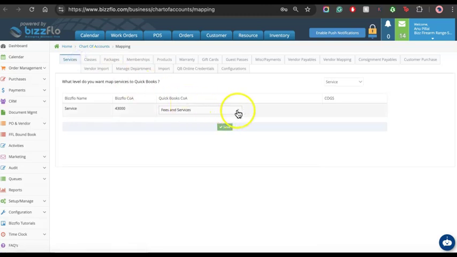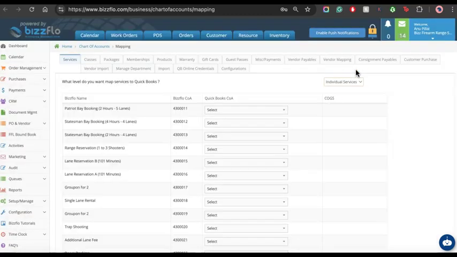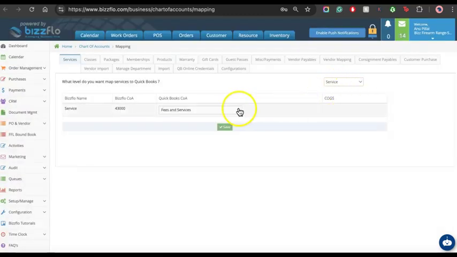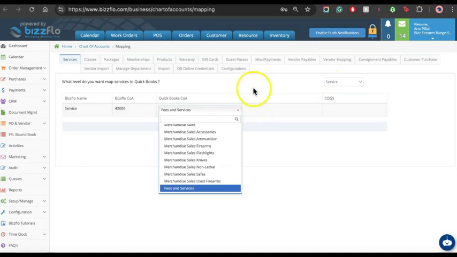Services can be mapped at 3 levels. Individual services. Every single service is mapped to a specific account. This is not recommended. Category level groups similar services under a single category. This is recommended. General services level maps all services under a single account, such as service fees in QuickBooks.